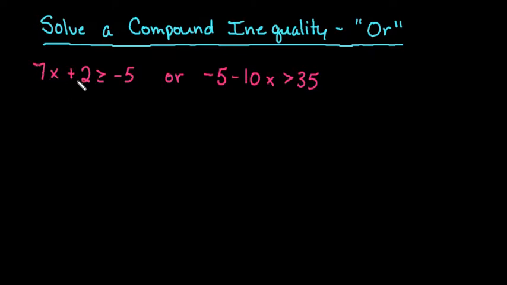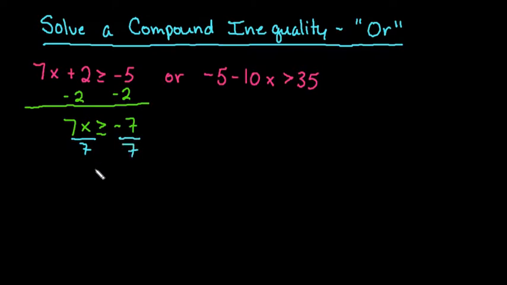So with this one, what we're going to do is subtract 2 from both sides to get x by itself. So we have 7x is greater than or equal to -7. And then we would just simply get x by itself. So we can see that our first answer is that x has to be greater than or equal to -1.